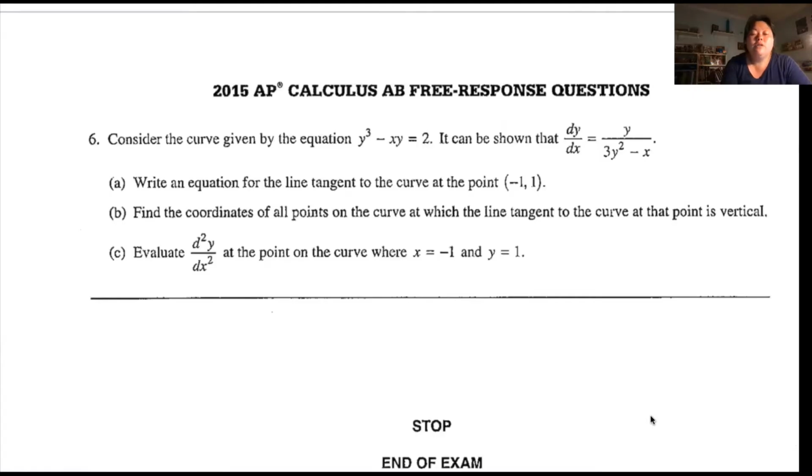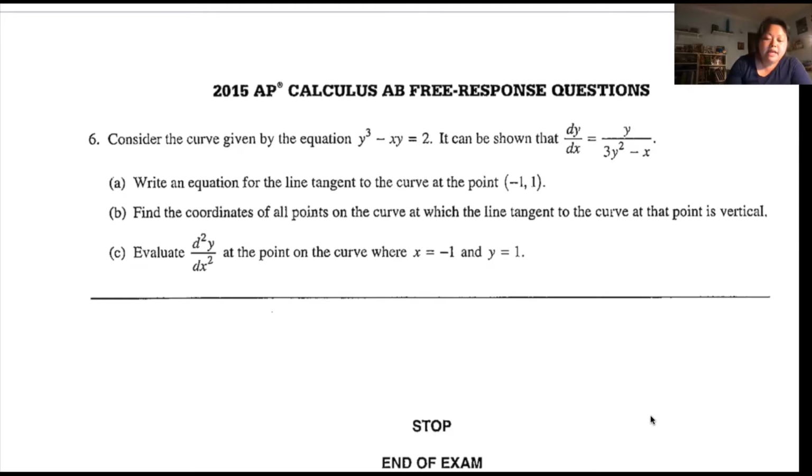Okay, we are on 2015 FRQ number 6. All right, the last one here for this FRQ. Number 6 says, consider the curve given by the equation y cubed minus xy equals 2. It can be shown that the derivative is y over 3y squared minus x. So they did implicit differentiation there, right? So write the equation of the line tangent to the curve at the point negative 1, 1.